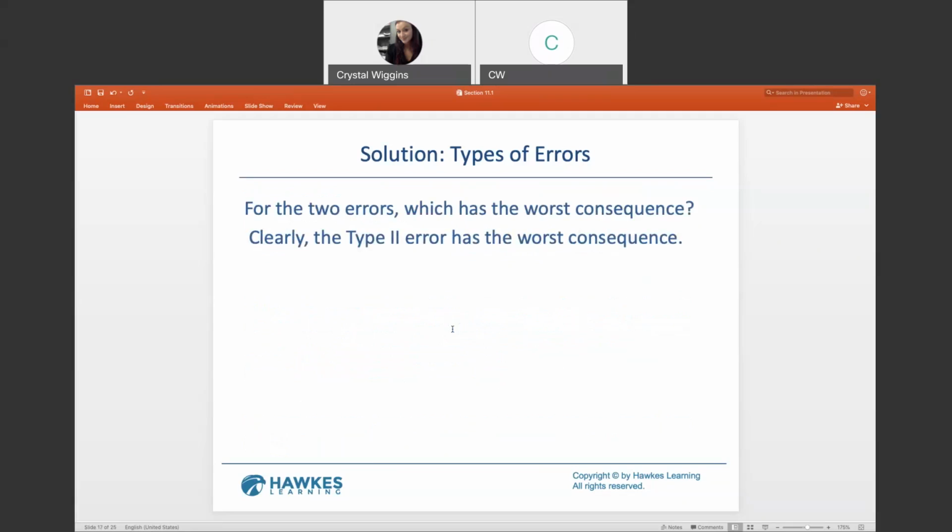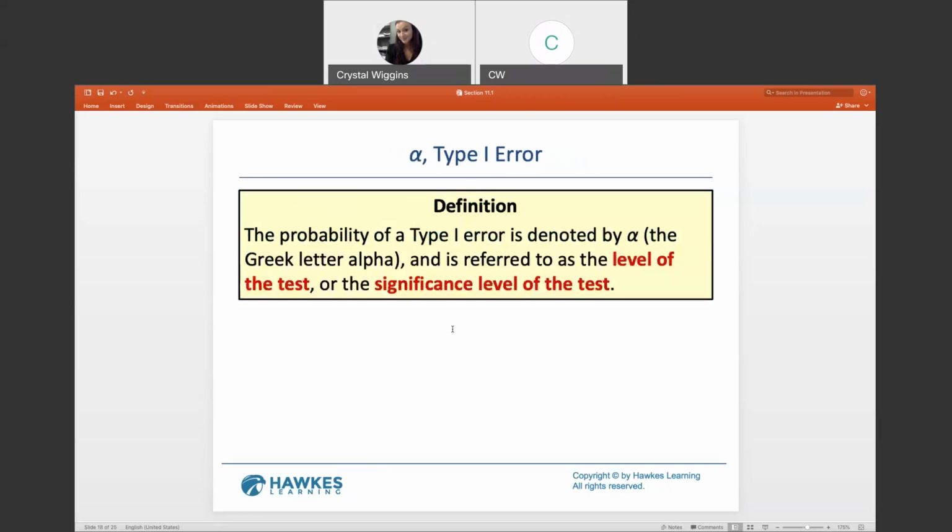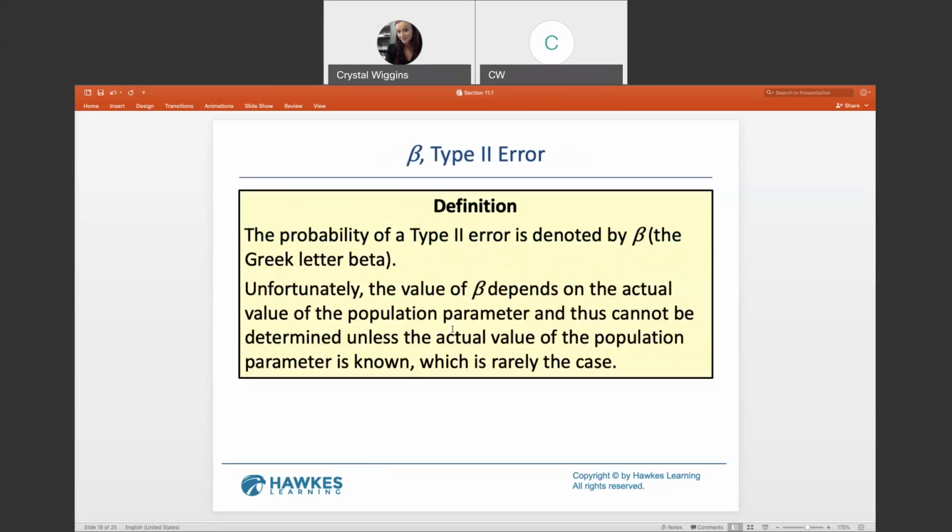In this case, the type 2 error was horrible because we killed Jeremy versus just preparing the already dead body. So the probability of a type 1 error is denoted by alpha, the Greek letter, and referred to as the level of the test, most commonly referred to as the significance level. And beta is the notation that we use to identify the probability of a type 2 error.